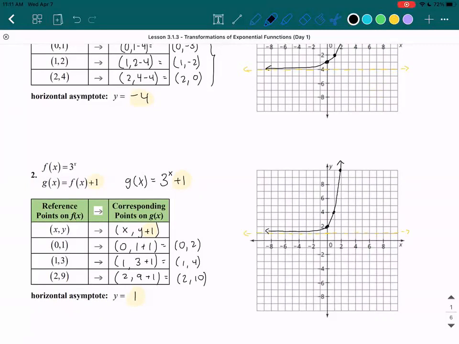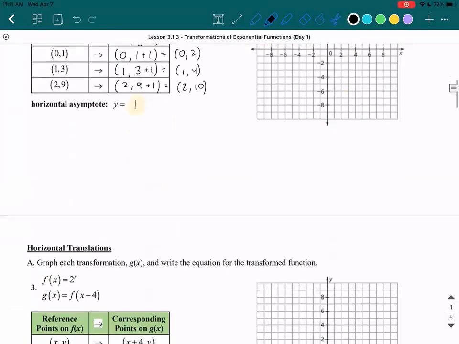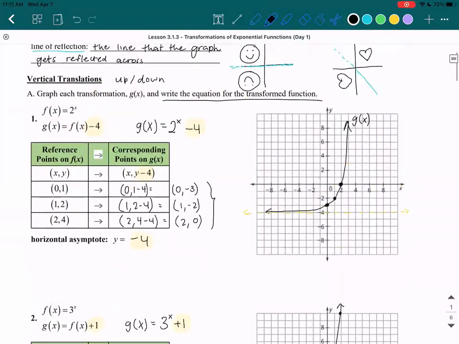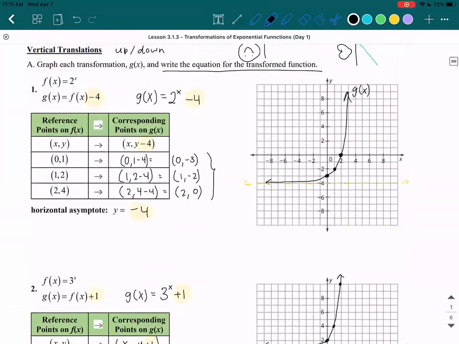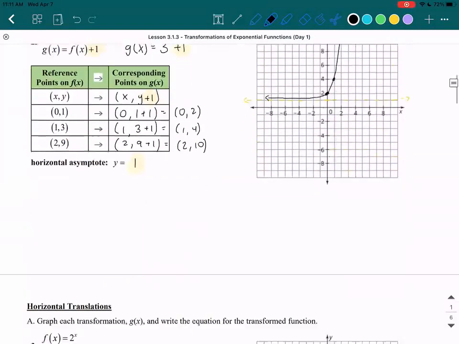All right, so that's numbers 1 and 2, and I believe that is it for the vertical translations. Remember, vertical translations is where we move the graph up and down. Let's take a look at what's going to happen in the next video when we do horizontal translations.